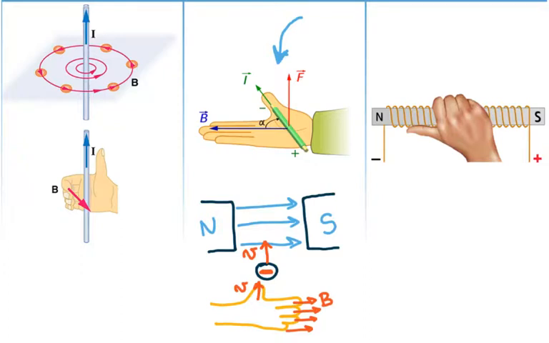So in this case, the force is going to be acting out of the page, coming toward you right now when you're looking at the screen. So the force acting on the negative charge is going to be toward you.